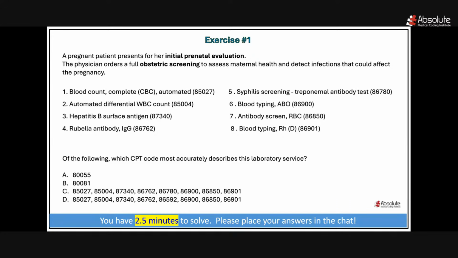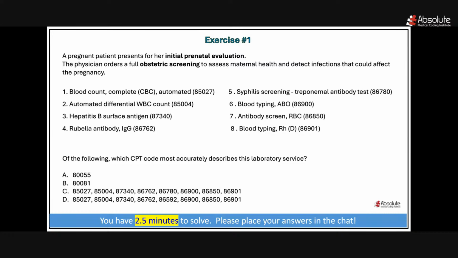85027, 85004, 87340, 86762, 86780, 86900, 86850, 86901, option D 85027, 85004, 87340, 86726, 86592, 86900, 86850, 86901.